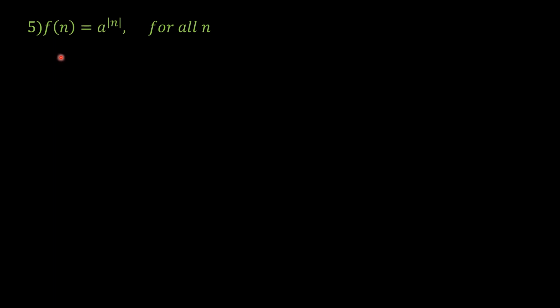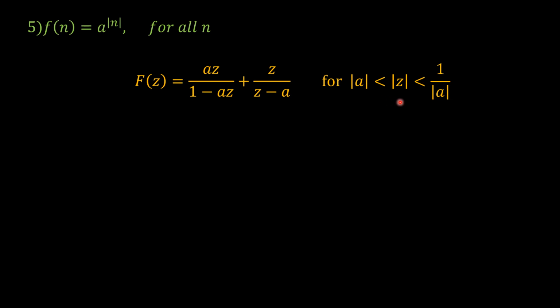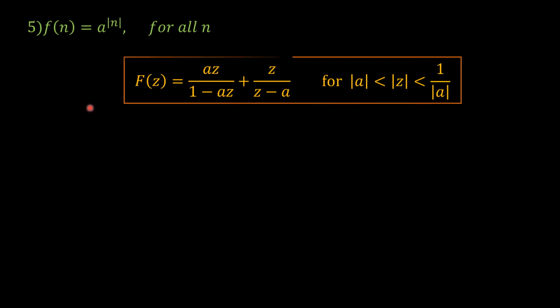Next standard function is sequence f of n whose general term is a raised to mod n for all n and for any scalar a. Then its Z transform is given by how we have obtained Z transform in last two sequences. Same procedure we follow here, and we will be getting Z transform as F of z equal to az upon 1 minus az plus z upon z minus a for mod a strictly less than mod z strictly less than 1 upon mod a.